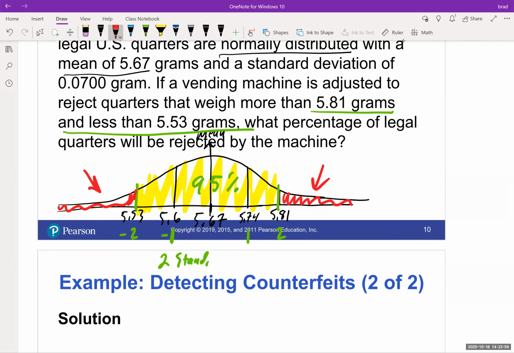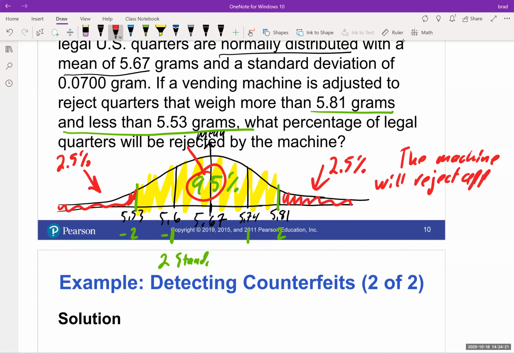How are we going to find that? Well, if 95% is in the middle, how much are on the edges? Well, that means that this has to be 2.5% and this has to be 2.5% for a total of 5%. So the machine will reject approximately 5%. Okay, so it will reject approximately 5% of the quarters. Okay, so let me turn the page real quick.